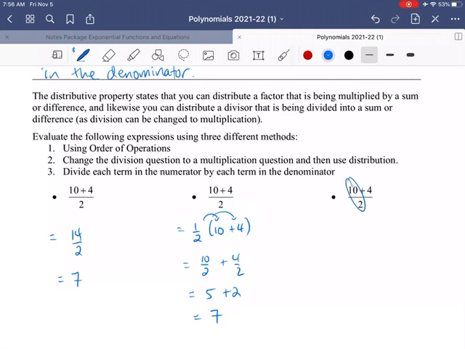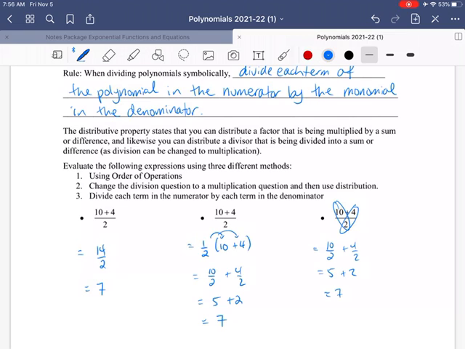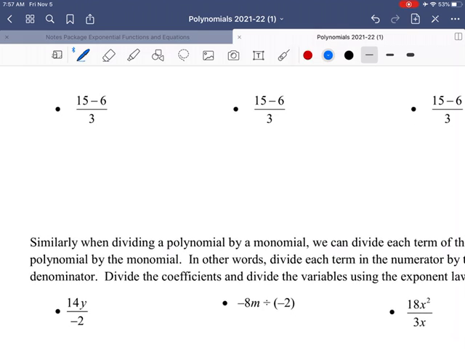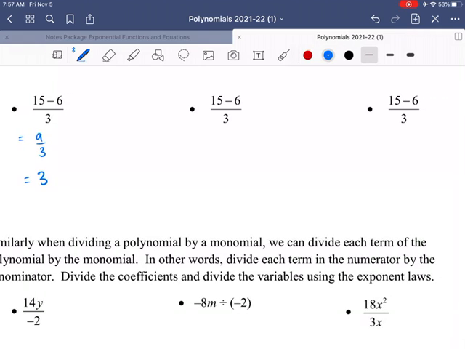And the last one, we can also just divide each part. So 10 divided by 2 plus 4 divided by 2, well, we just did this. 5 plus 2 is 7. So we can end up at the same answer using a variety of methods. So here's another one. 15 minus 6 divided by 3 gives us, if we simplify the numerator first, 9 over 3. And 9 over 3 simplifies to just 3. In the next one, we can multiply each term by 1/3. A denominator of 3 is equal to 1/3.